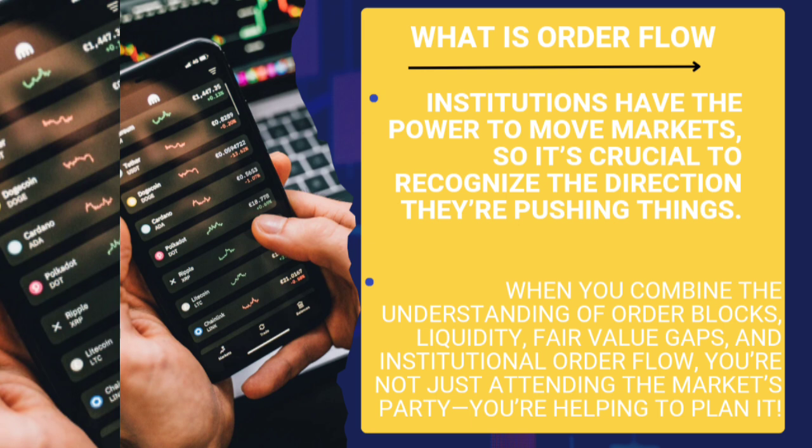Spotting institutional order flow is like being the first one to know about a surprise party. You get to show up early, grab the best snacks, and position yourself before everyone else arrives. When you combine the understanding of order blocks, liquidity, fair value gaps, and institutional order flow, you're not just attending the market's party, you're helping to plan it.